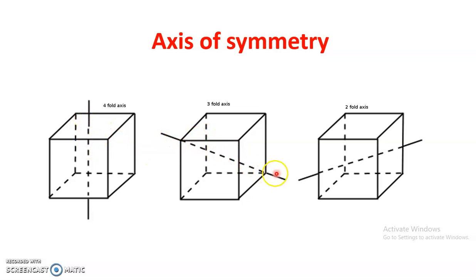This is a threefold axis of symmetry, in which the axis passing through the diagonal corners of the cube is an example of a threefold axis of symmetry. That is, after rotating 120 degrees the same appearance appears, and in a full rotation of 360 degrees, the same appearance appears 3 times. The axis or line passing through the diagonally opposite edge centers is a twofold axis of symmetry for a cube.